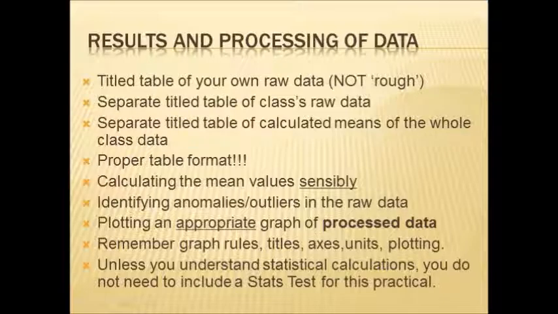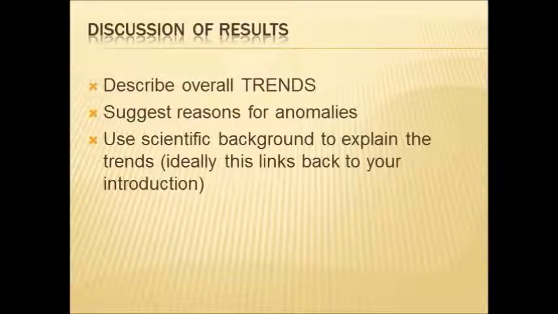Once you've processed your data, you're ready to actually talk about it. So now you get to the section called Discussion of Results, and you need to start by describing the overall trends. Then you need to suggest reasons for the anomalies. And then finally, but occupying probably most of this section, you need to use scientific background to explain what happened.